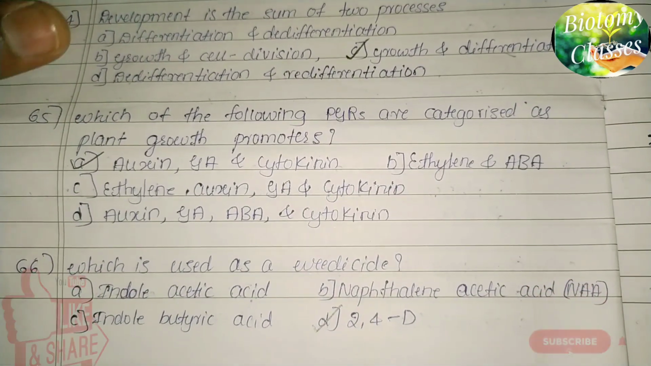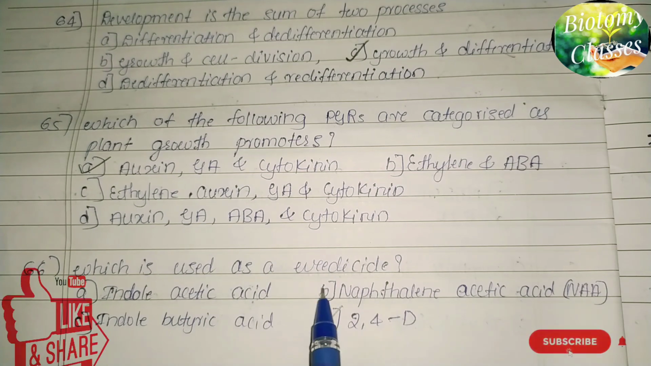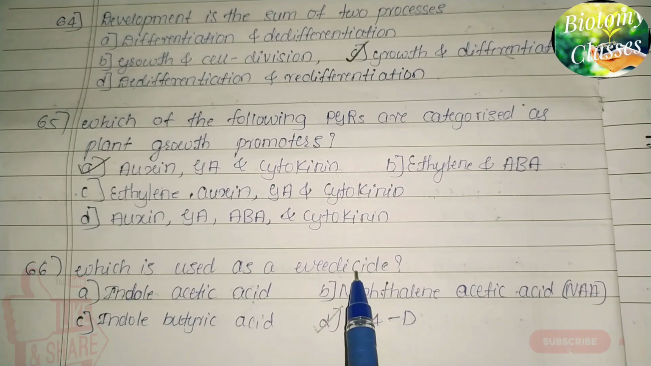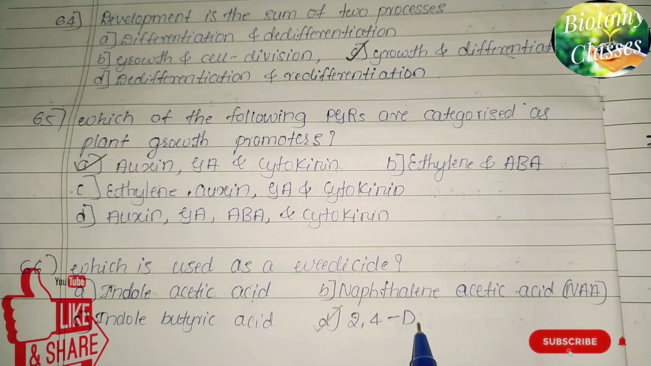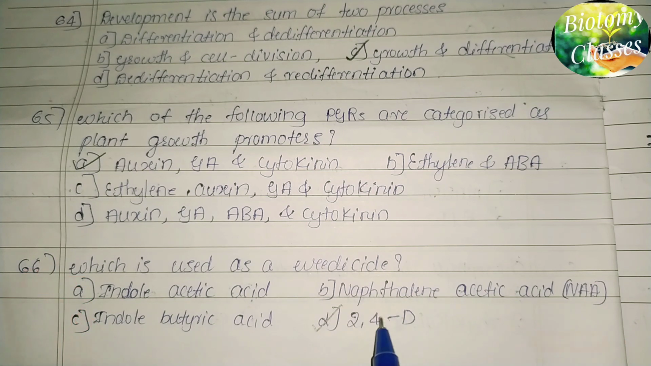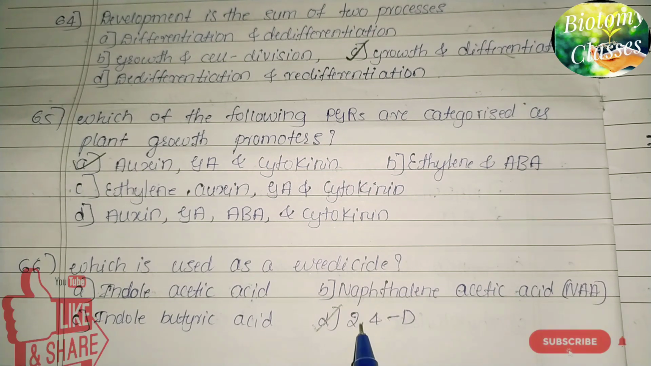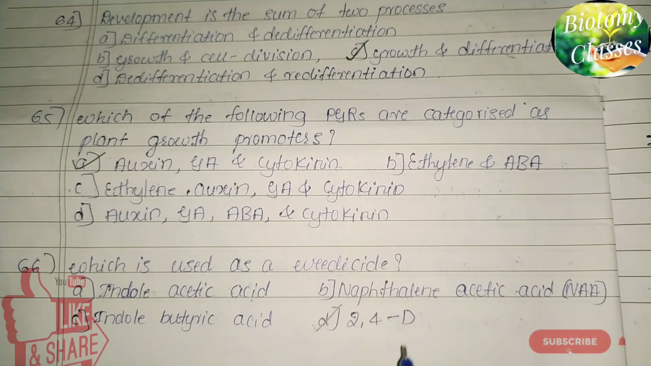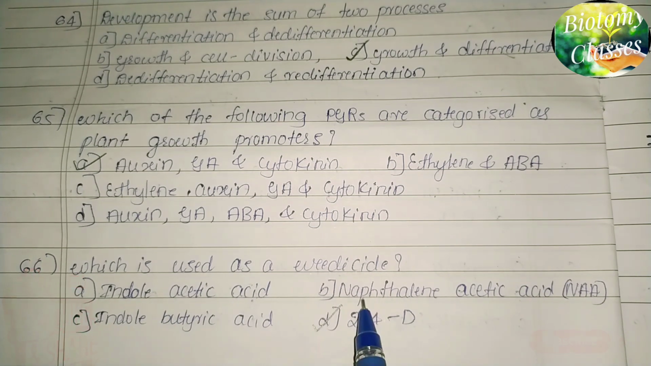Next 66, which one of these four is used as a weedicide or herbicide? That is 2,4-dichlorophenoxyacetic acid, so D is the right answer. And it is also a synthetic auxin, please remember this. Naphthalene acetic acid and 2,4-D both are synthetic auxins, but the weedicide is only 2,4-D, so D is the right answer.